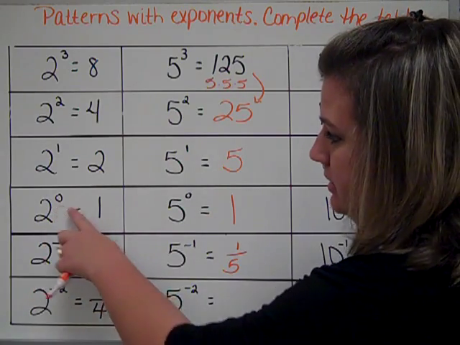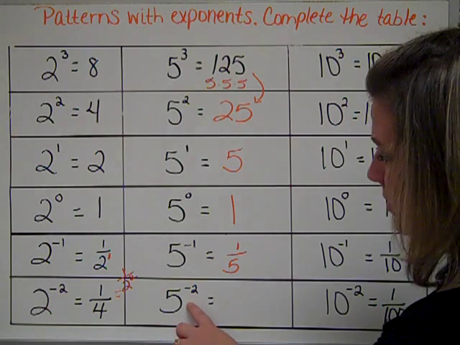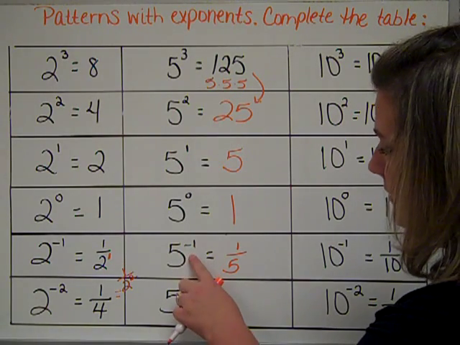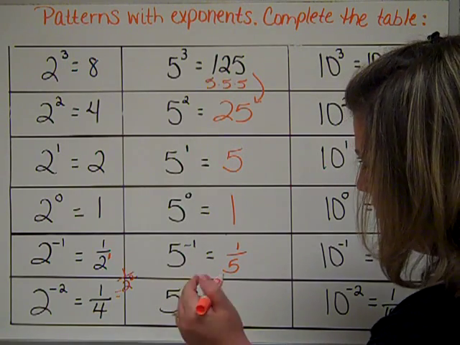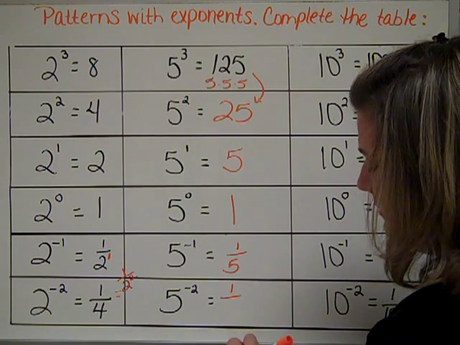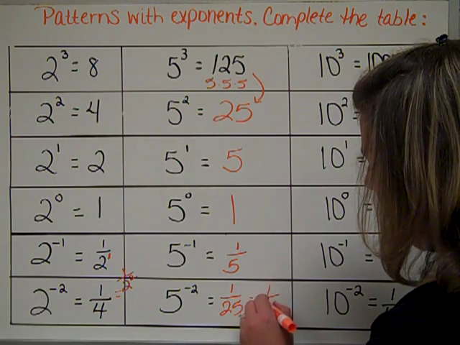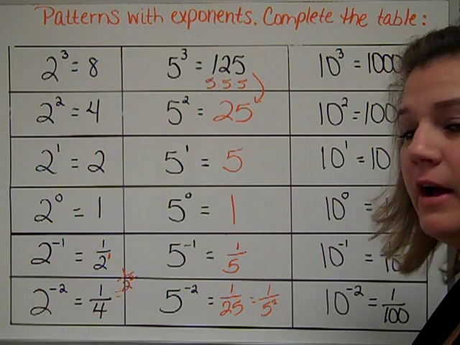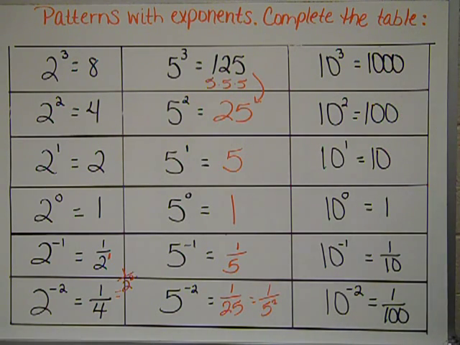So remember, keep in mind that when I have 5 to the 0, I get a 1, just like I had 2 to the 0, I got a 1. So now, notice here, I have 5 to the negative 1, that gave me 1/5. Well, 5 to the negative 2, remember, I'm going to divide by this, so that means I have 1 over 25, which is also the same as 1 over 5 squared. But we know what 5 squared is, so we're going to simplify that.